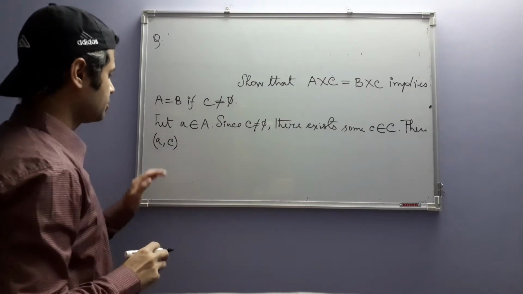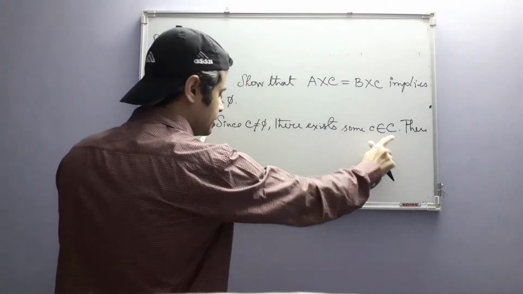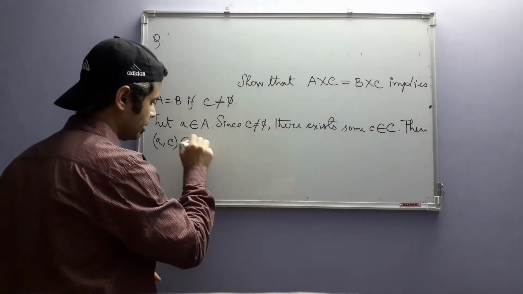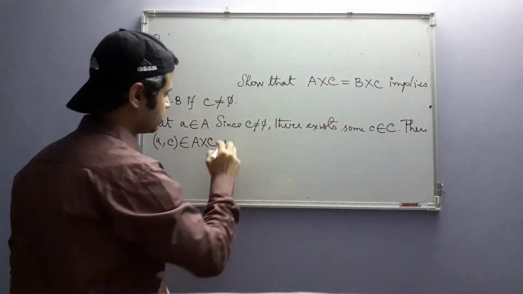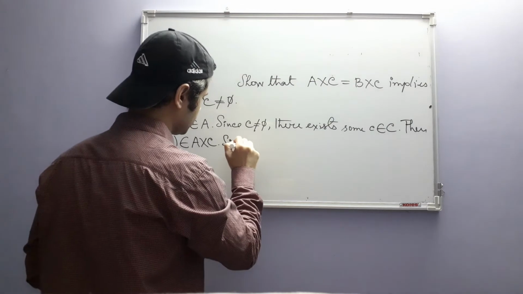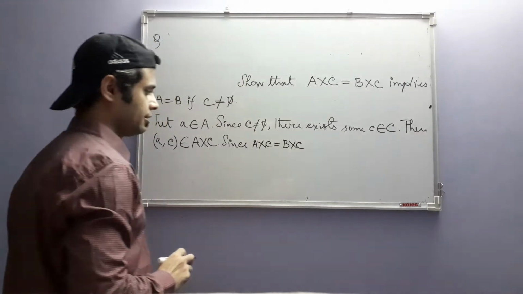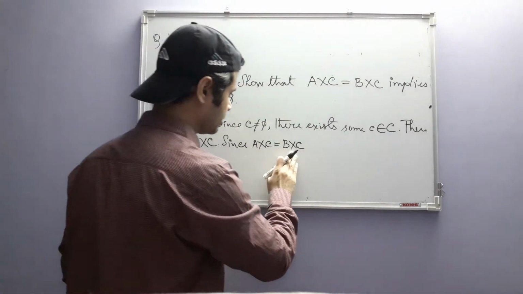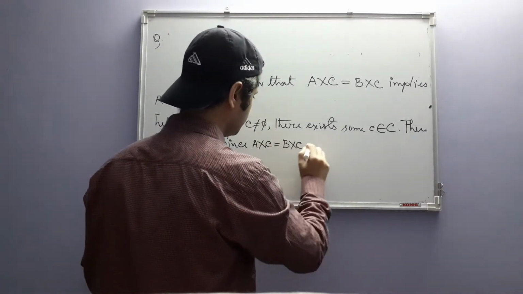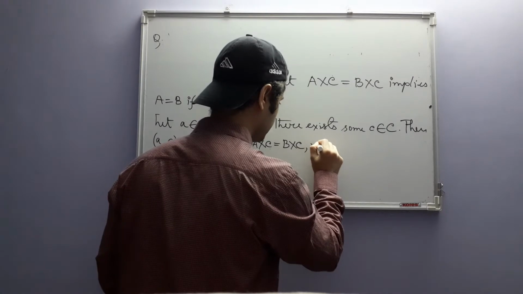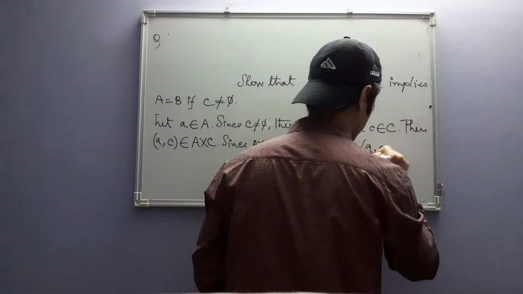where will this ordered pair be? The first coordinate is in A, the second coordinate is in C, so that means it belongs to A cross C. But we are given that A cross C is equal to B cross C. I don't really know whether I should call it cross. It's better to say Cartesian product. A Cartesian product C equal to B Cartesian product C. We have (a, c) belonging to this set.